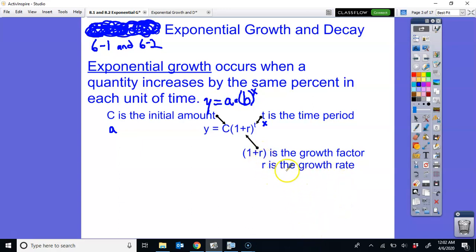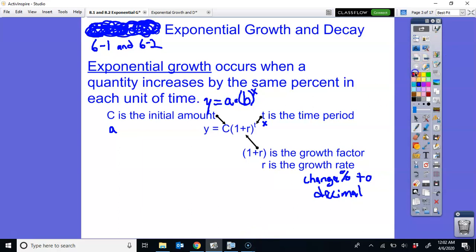Now here's the tricky part. The growth rate typically is going to be given to us as a percentage in real world terms. We have to make sure that we change that percentage to a decimal. So that's why 100% was 1 right here.